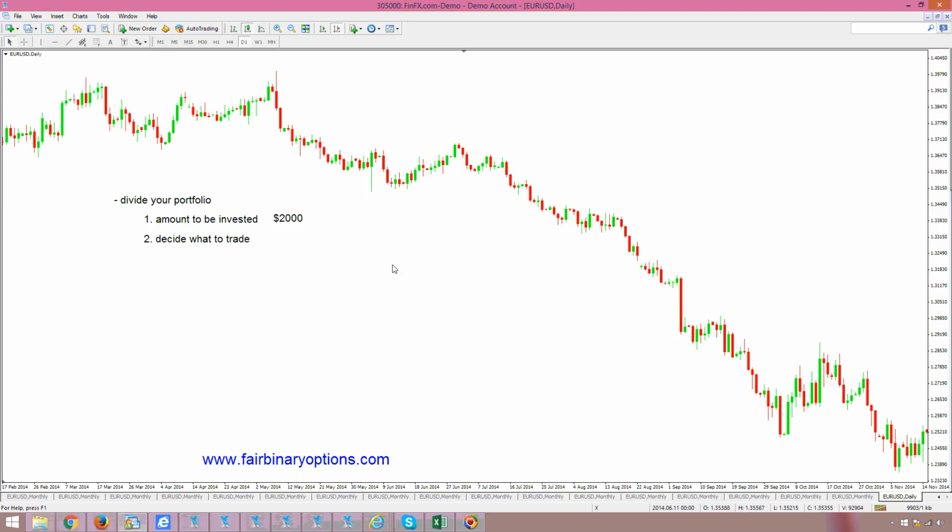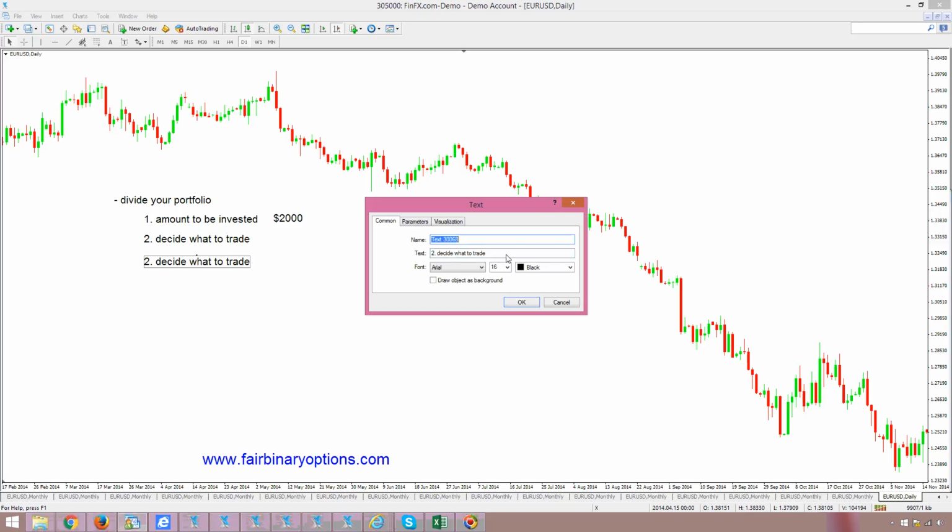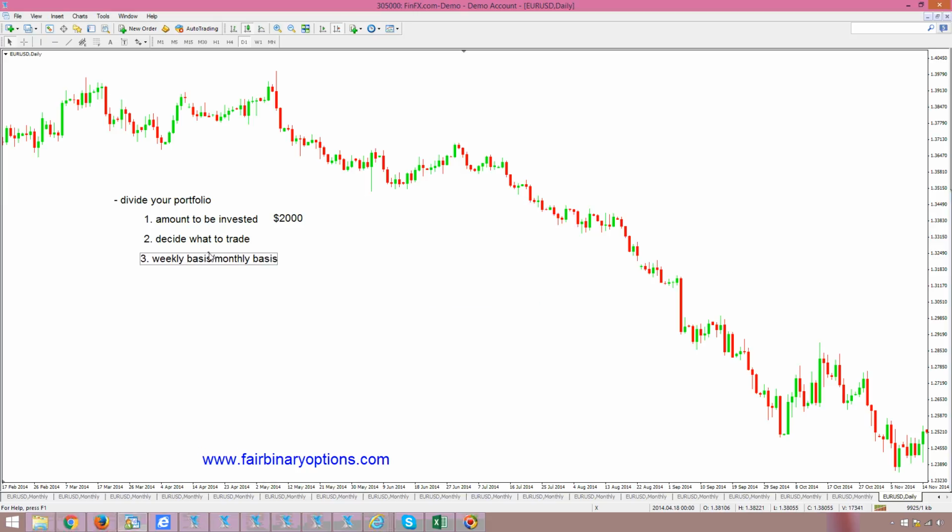If you decide that you want to trade currencies, for example, then out of all those currencies, you've got to divide. How do you divide your portfolio? First of all, divide your portfolio on a weekly basis, and also on a monthly basis. Why? Well, first of all, never put all the eggs in the same basket. So we don't want to trade our entire portfolio, the $2,000, on one trading day, or in 1 week. We've got to divide it.